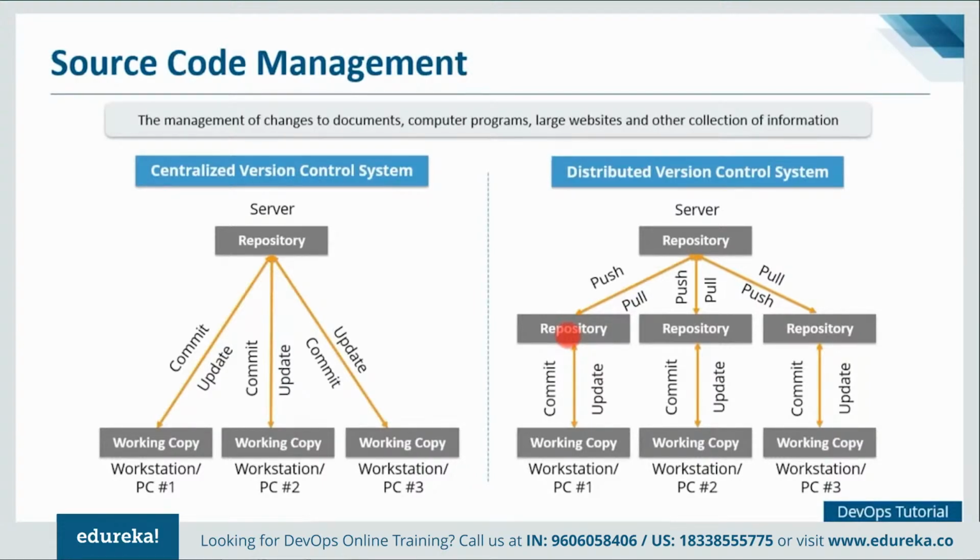They can commit and update their local repository without any interference. They can update their local repositories with new data coming from the central server by an operation called pull, and affect changes to the main repository by an operation called push, right? Operation called push from their local repository.